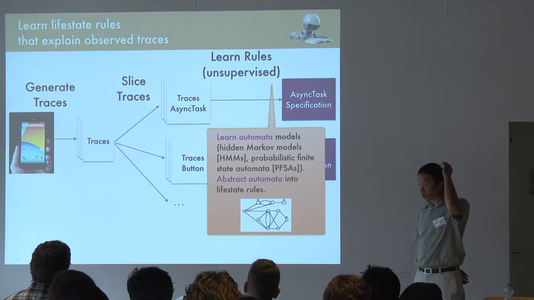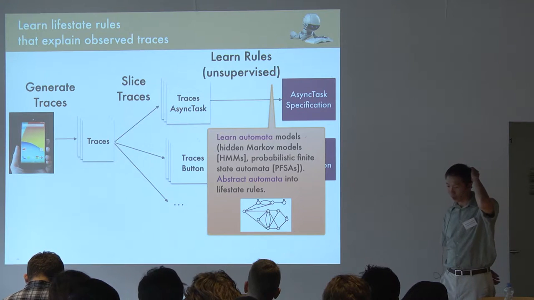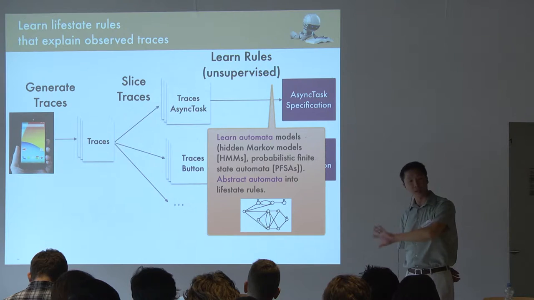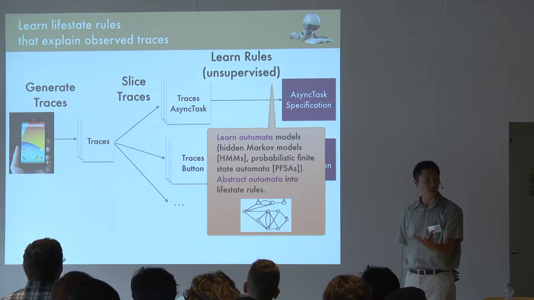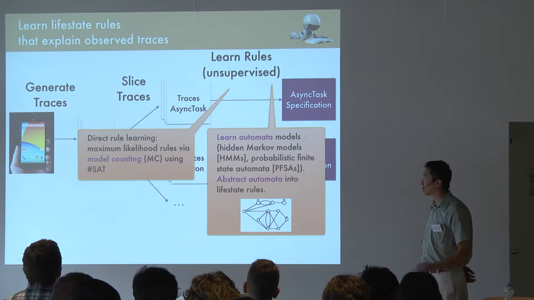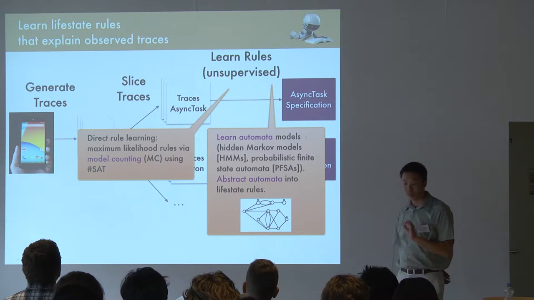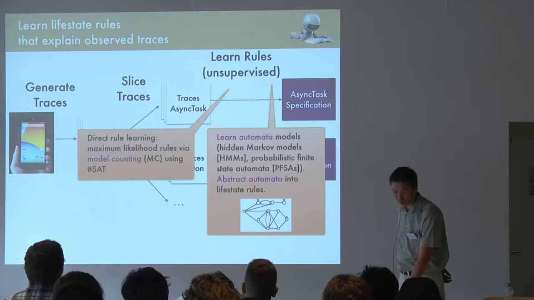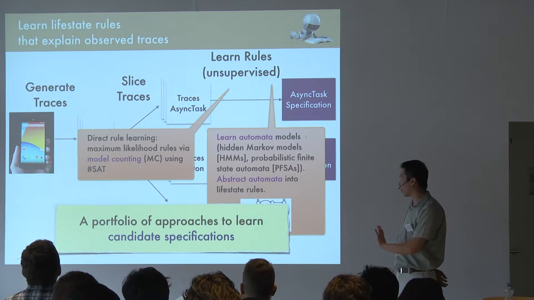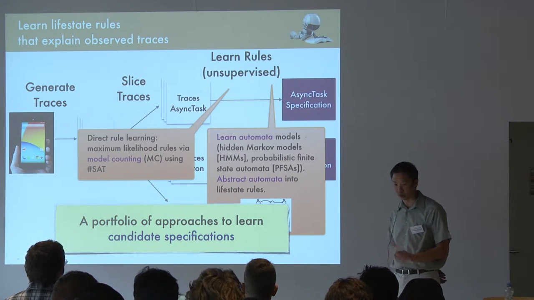And then we apply some machine learning techniques, some unsupervised learning techniques, to try to learn these specifications. The ones that we've tried include automata learning models, like hidden Markov models and probabilistic finite state machines. And then somehow we have to abstract those automata models into these life state rules. We've also had another approach, which is to directly learn those rules by using a model counting approach. So we actually try a portfolio of approaches to learn these candidate specifications, because we really don't expect one to beat them all.